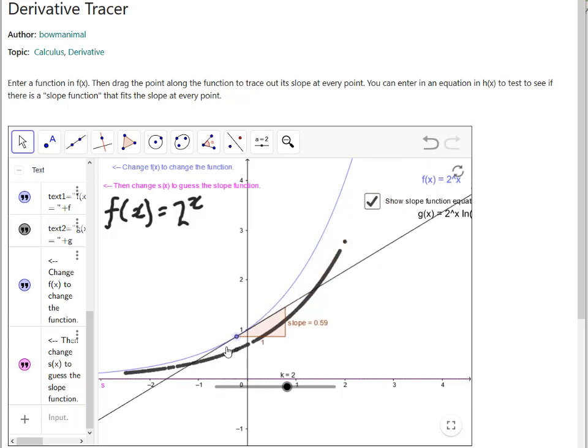If we slide right the way down to the left, the function, the blue line, is always getting lower and lower, and the slope is also getting lower and lower, which is why the black line is going down. So both are going down to 0.